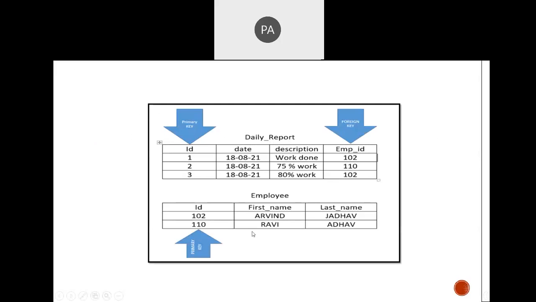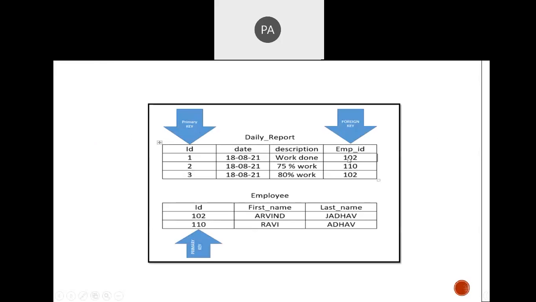So here I have two tables. Daily report table is there and employees table is there. In that case, there is a primary key ID 1, 2, 3 and some date and descriptions are available, and here also employee ID is available, 102, 100 and something like that. So here is an employee. In that case, make a note of that.